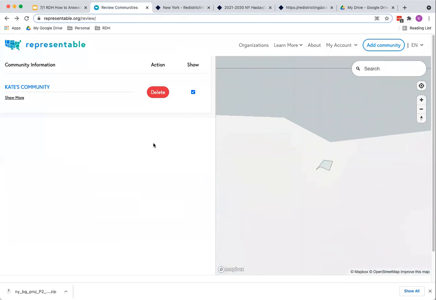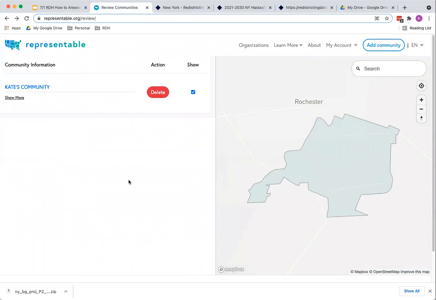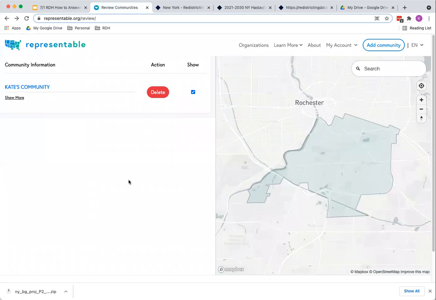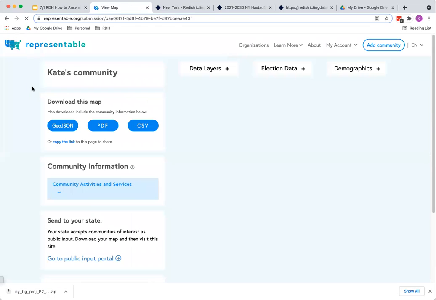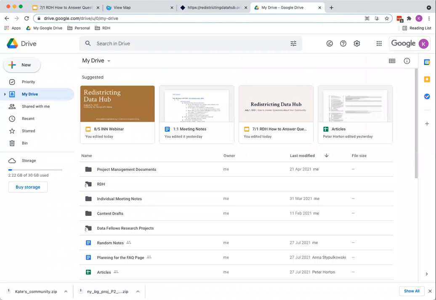I'm also logged into Representable. As I mentioned, I live in the state of New York, and I had previously drawn a community of interest map in the area where I live. So I am going to click on that community, and I am going to download a block group equivalency file in CSV format. I am then going to go to my Google Drive.